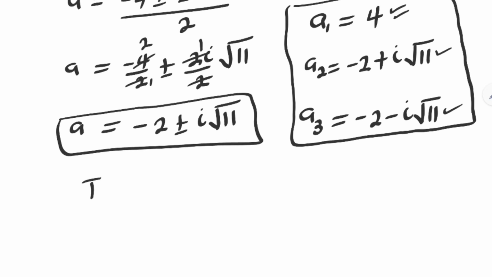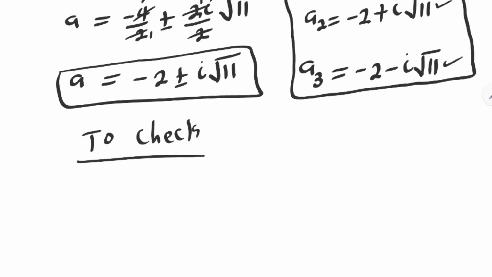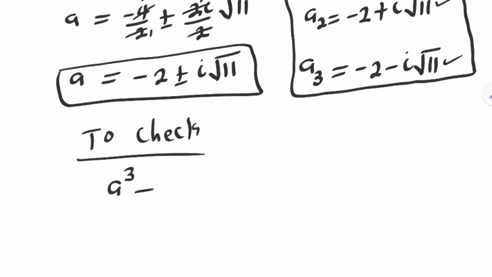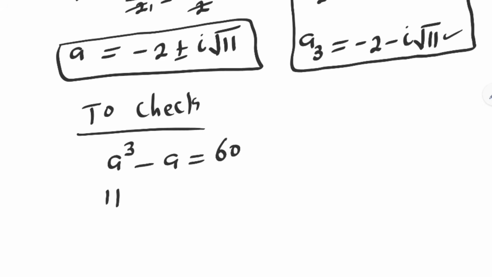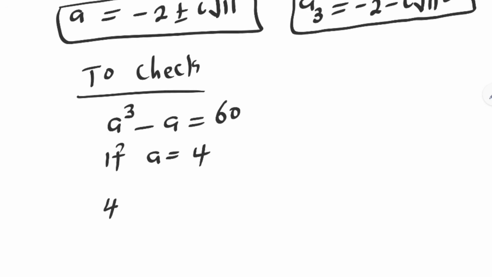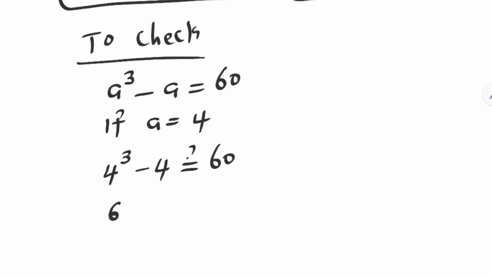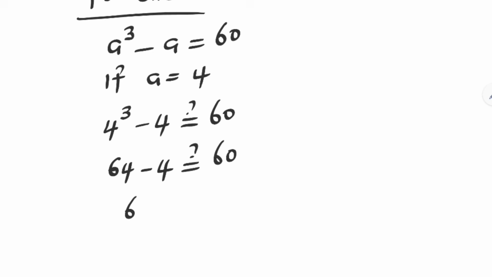To check, we have the given equation: a raised to power 3 minus a is equal to 60. Then if a is equal to 4, this is 4 raised to power 3 minus 4 must be equal to 60. 4 raised to power 3, this is 64 minus 4 must be equal to 60. And of course, 64 minus 4, this is 60, is equal to 60, which is true.